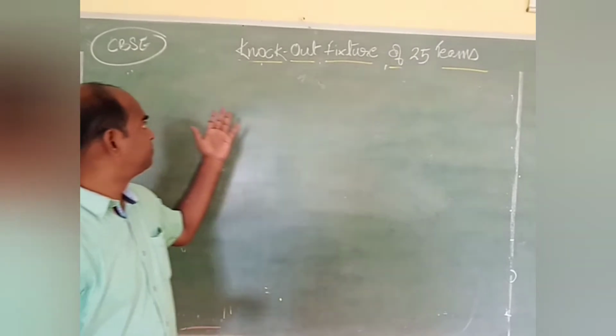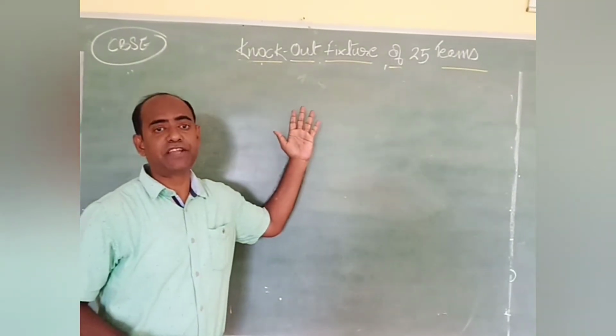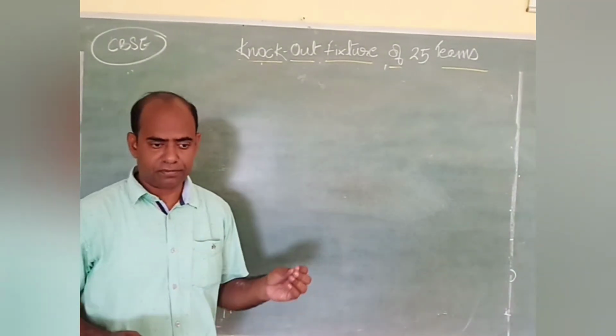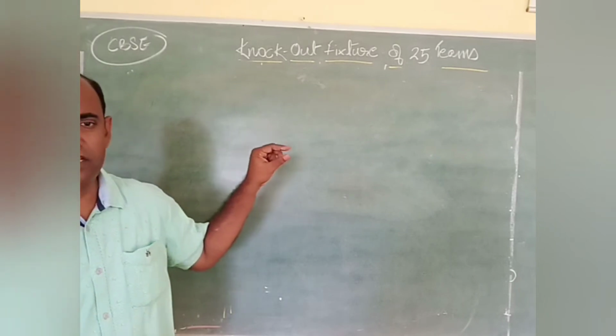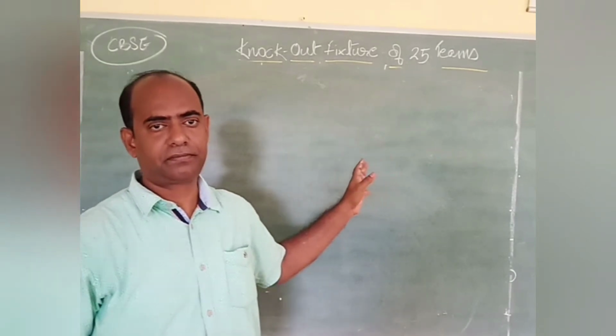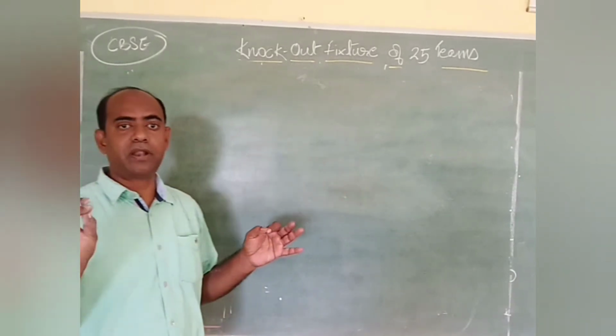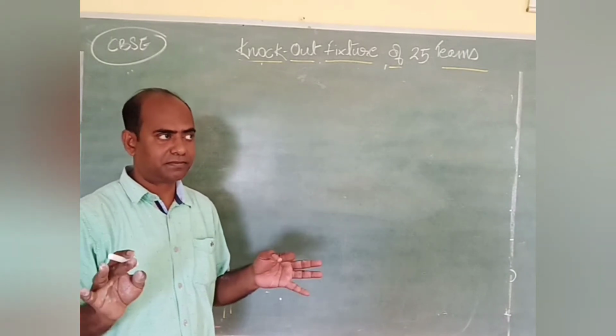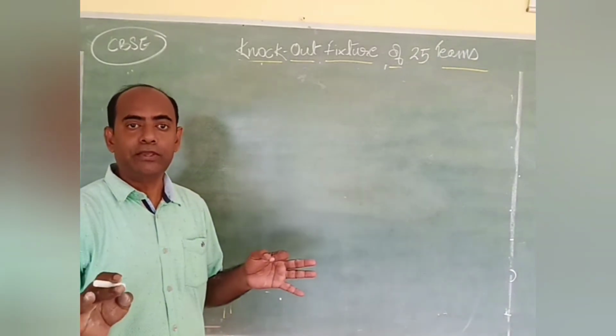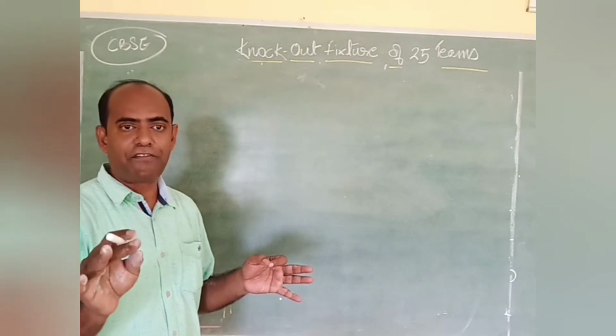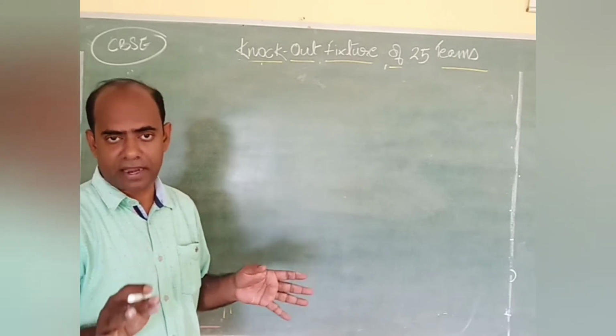Okay. So, knockout fixture of 25 teams. Here the system is a little bit different. How come it is different? If the number of teams is less, then you go for upper half, lower half, first half, second half.